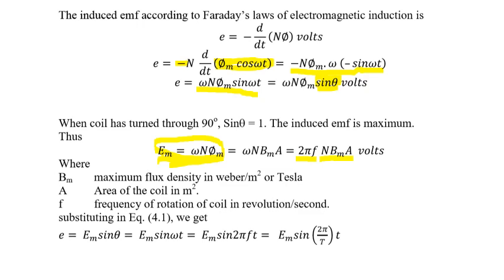EMF induced, or instantaneous EMF, is represented by lowercase e equal to Em sin omega t or Em sin theta. Omega is then replaced by 2 pi f, or in other words, this f can be replaced by 1 upon T. So these are the alternative expressions of EMF induced.